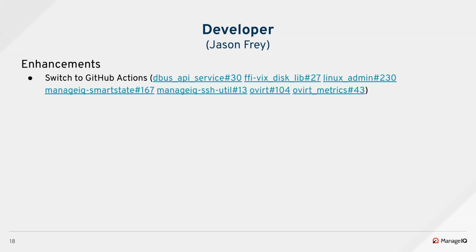Next slide, please. And finally, for the developers, we switched a number of repos over to GitHub Actions. I'm continuing to go through them basically one by one. But in this last sprint, I updated 7 new repos, as you can see there. And that's all.